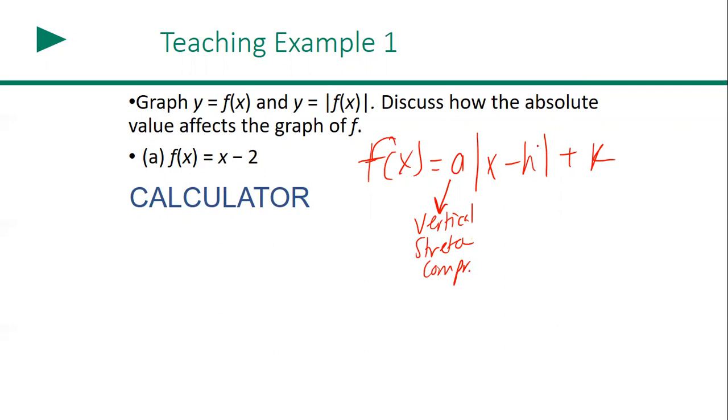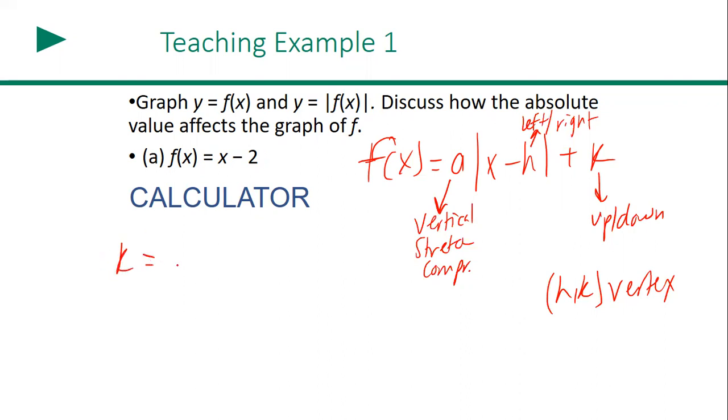Okay. Your h tells you whether you're going left or right. And your k tells you whether you're going up or down. Now, is that ringing bells now? Okay. Together, your h and your k are your vertex. So when I look at this, it's x minus 2. That means that my k value equals -2. So that tells me that I went down 2.